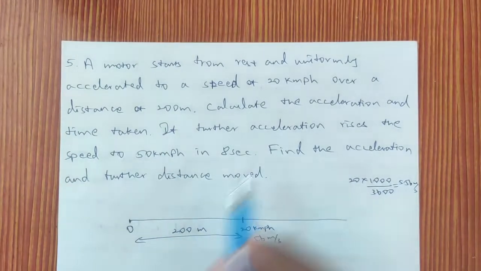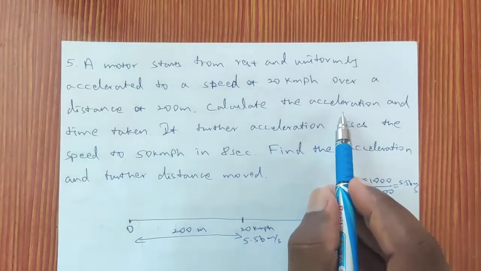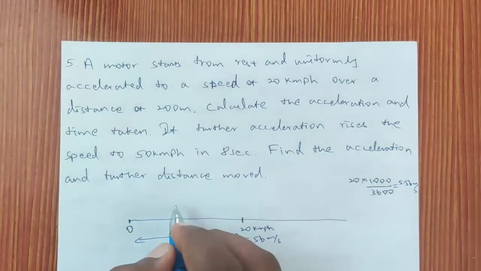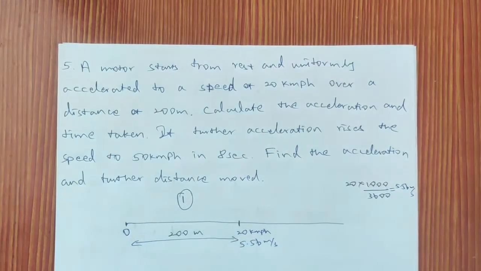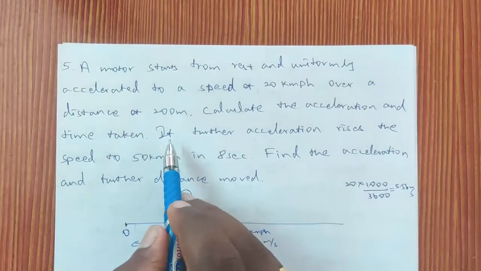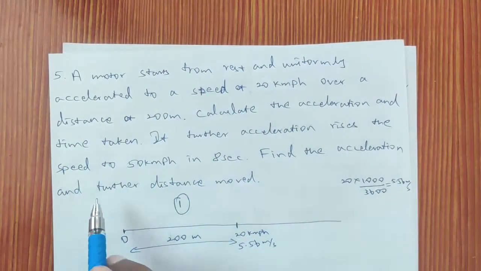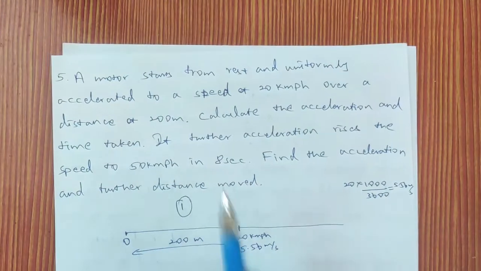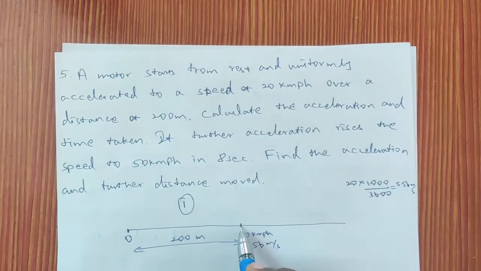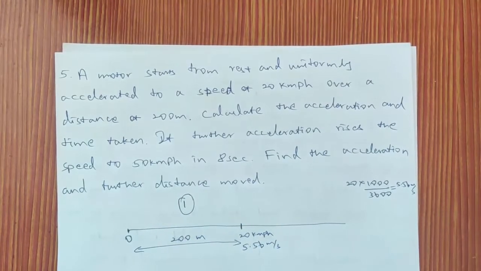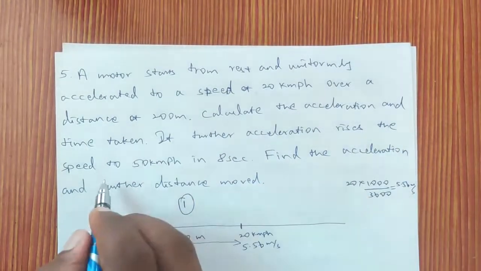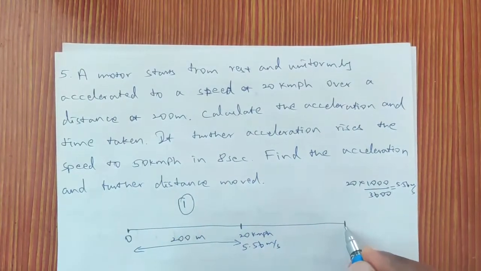Okay, so for this region we have to calculate the acceleration and the time taken. So consider this as the first part. Then further acceleration raises the speed to 50 km per hour in 8 seconds. So after this point we are applying additional acceleration, and that acceleration is raising the speed to 50 km per hour. So at this point the speed is 50 km per hour.